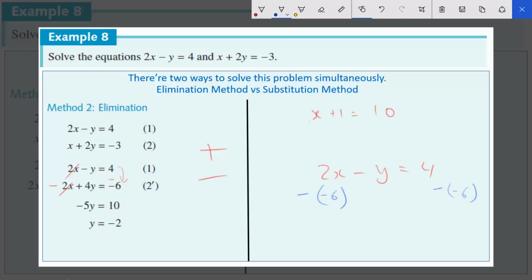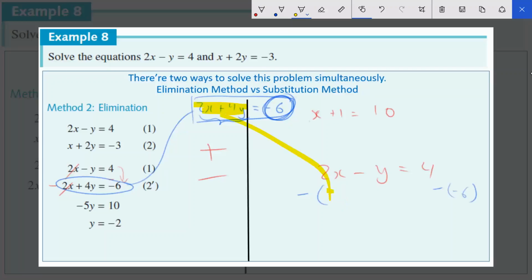True? But didn't I already say, look at this equation right here. I'm going to rewrite it again so you can see. It says 2x plus 4y equals. Doesn't that say that negative 6 is equal to that? So instead of writing negative 6, why don't I just replace that, just like you did in substitution, and put it back here?